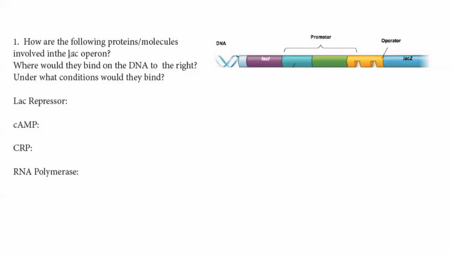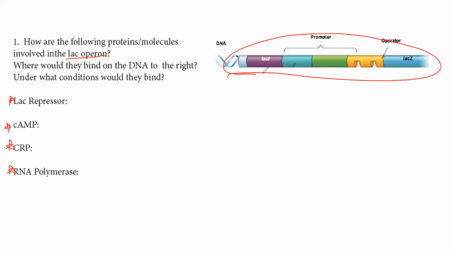So we're talking about the lac operon, and there are lots of different players in here. This is definitely a lot more work than the trp operon. Before we talk about these different players, let's talk about where on the operon each one is actually going to bind. These are all things that bind to the actual DNA.